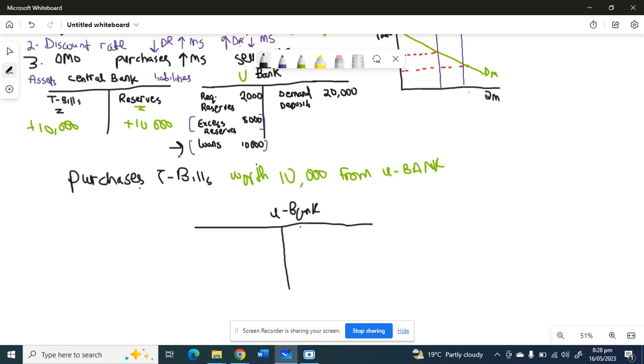Just remember excess reserves. This is what is used to cover withdrawals. Whenever someone comes to withdraw, it's removed from the excess reserves. The banks don't want to touch the money for their loans. So this 10,000 has come. Let's say the required reserve ratio here is 10%.